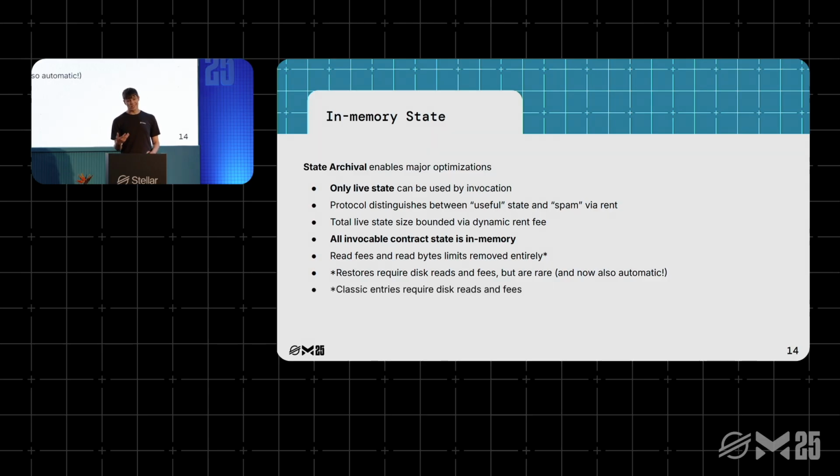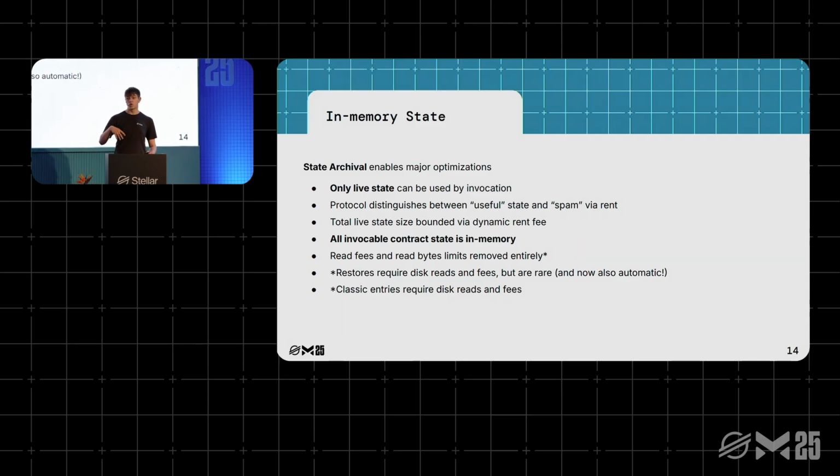Additionally, because classic entries don't have a rent associated with them, we still have to charge disk fees for them. It wouldn't be safe to store classic entries in memory because they could grow unboundedly and cause us to have expensive validators, and things like this. However, classic entries are relatively small, especially compared to Soroban state size, and so the fees and the disk hits that we have on these are still relatively low. So this is in-memory state.